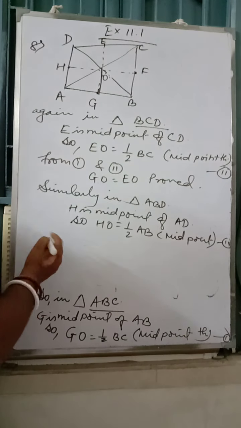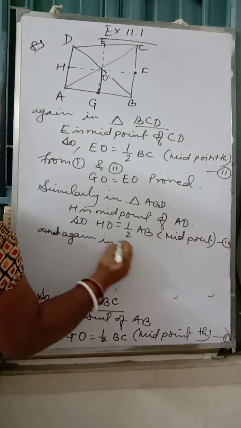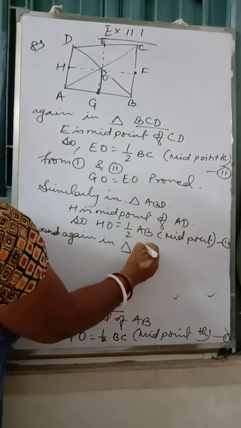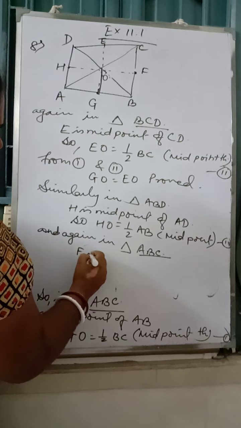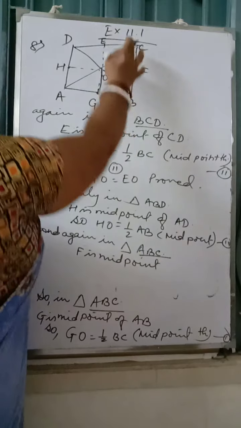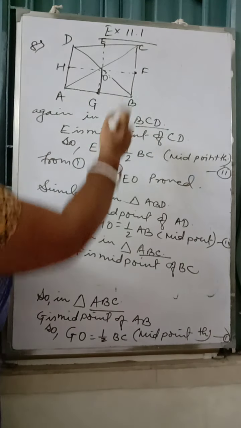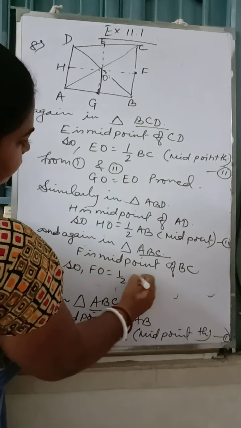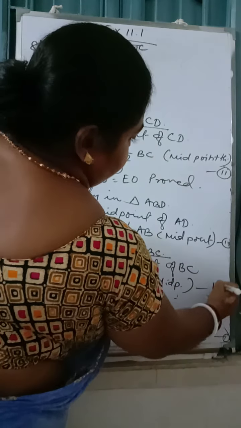See, I am rubbing this, and again in triangle ABC, F is a midpoint of BC. So what will be FO? It is half of AB. So FO is equal to half of AB. This is also the midpoint theorem. This is situation number 4.